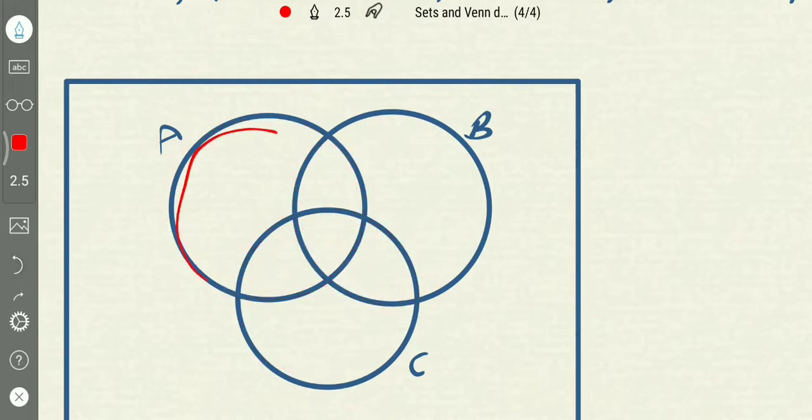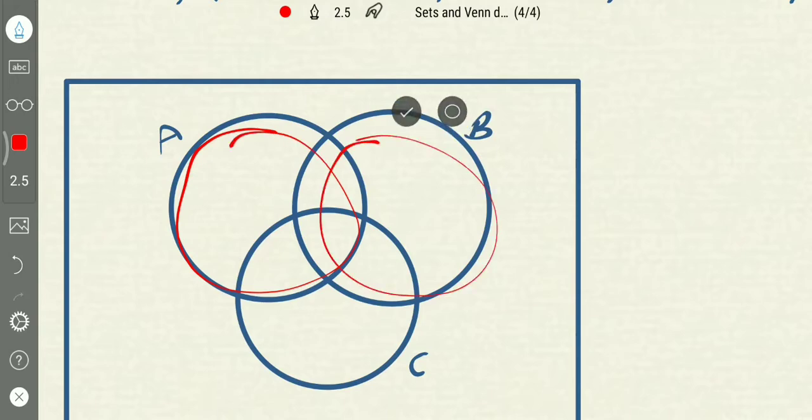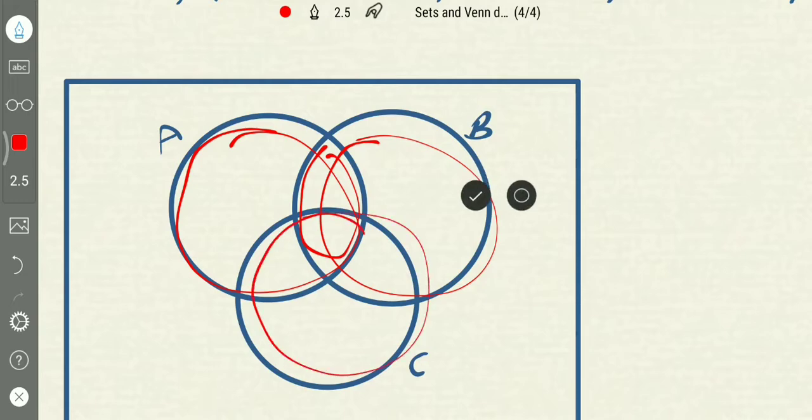If we add n of A and n of B, these elements are added twice. So we need to subtract n of A intersection B. And if there is another C, we are adding B and C twice. We need to subtract one part, B intersection C. And here also minus A intersection C. And if we are subtracting these three parts, the intersection part for all the three sets also gets subtracted. So we add A intersection B intersection C.